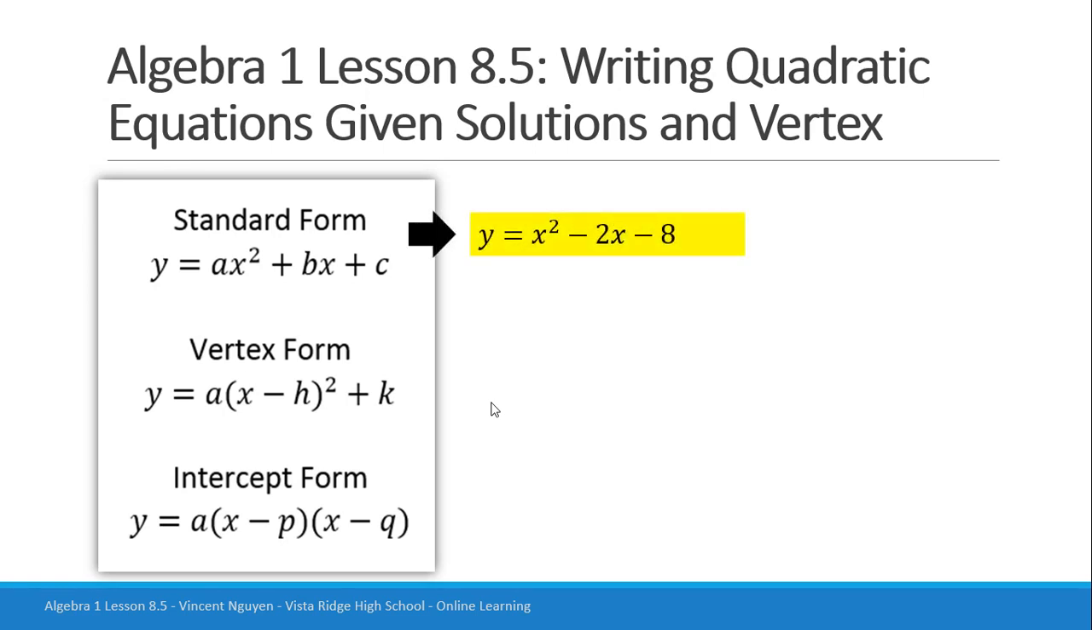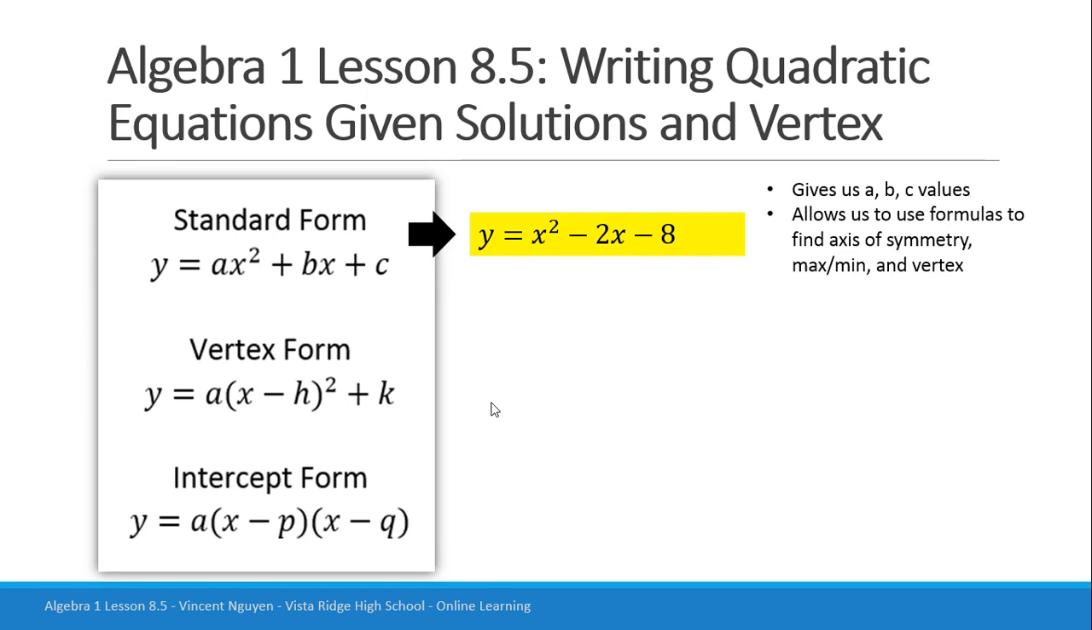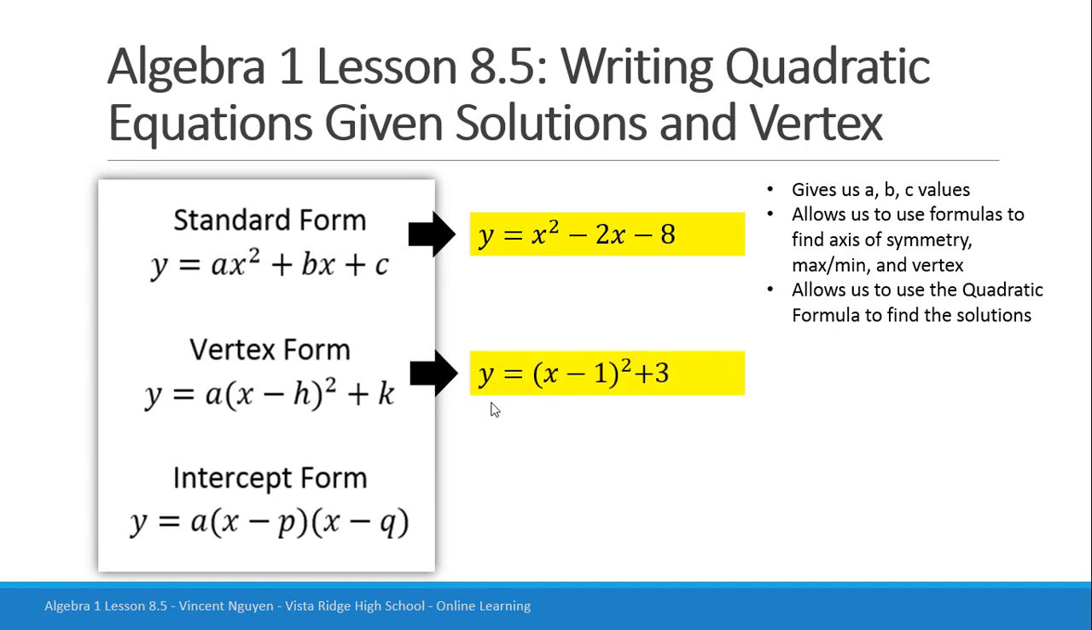So here's an example of what a standard form looks like, right? The standard form gives us the a, b, c values, and we can use these a, b, c values to find things like the axis of symmetry, the maximum, the minimum, and the vertex. And we could also use the a, b, c values to find the solutions later using the quadratic formula, which we haven't even talked about yet.